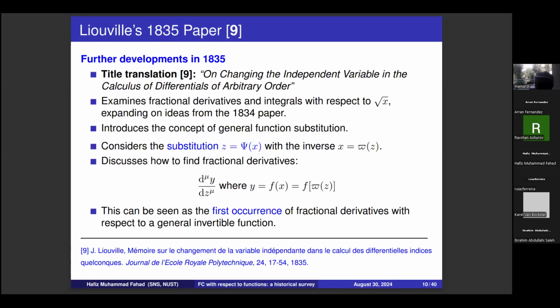So in his 1830 paper, Liouville continued to build on his previous work. He explored fractional derivatives and integrals with respect to the function square root x and extended the ideas from his 1834 paper. He also examined how to derive fractional derivatives when the independent variable changes to invertible functions, and this work was the first occurrence of fractional derivatives with respect to a general invertible function.